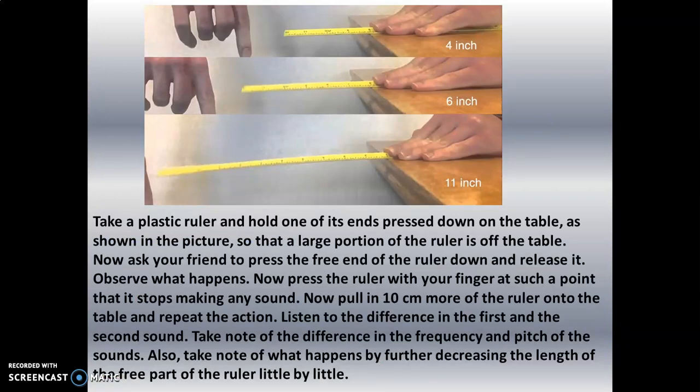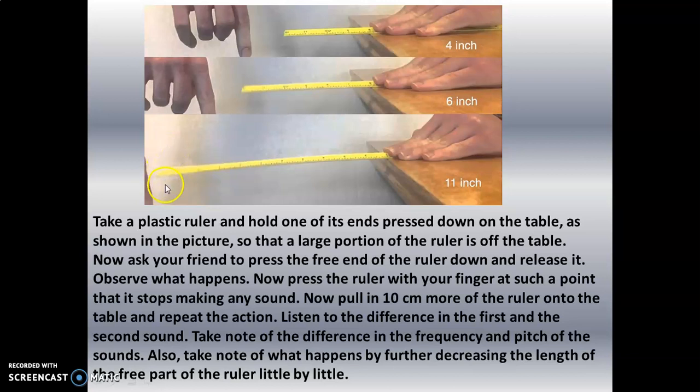Now, let's take a small experiment and see how the frequency or the pitch or the loudness of the sound is related. Now, we have taken a plastic ruler and I have held one end on the table, as you can see in the picture. Now see here, I have placed the ruler in such a way that the larger portion of the ruler is off the table. Okay, now I am pressing the free end from here and releasing it. Then I will observe what will happen.